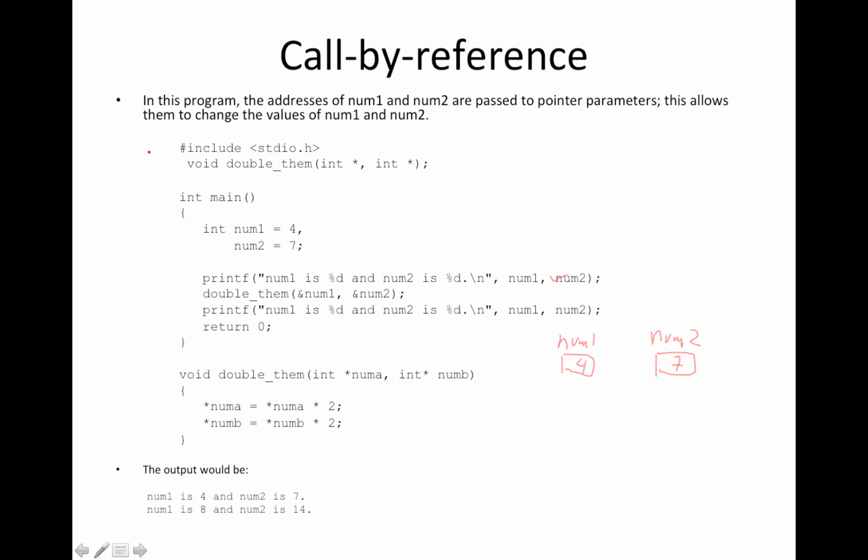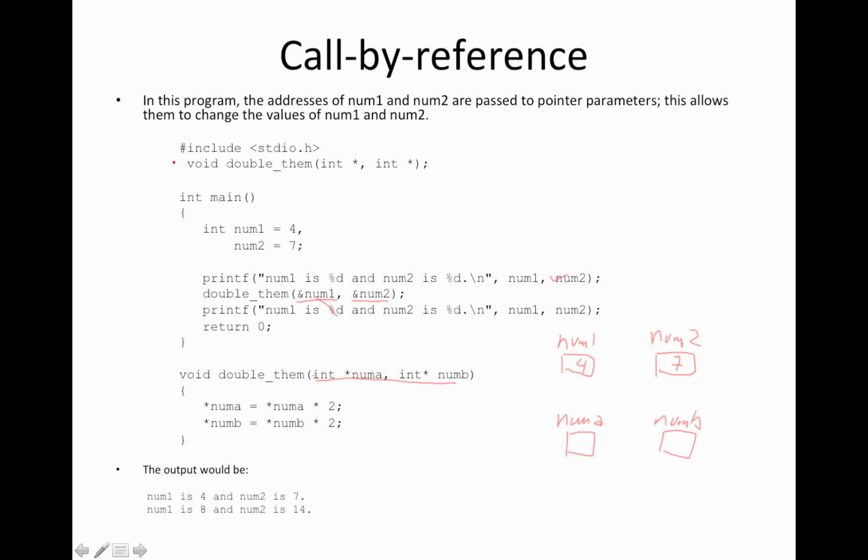Then we call the function double them, but notice that this time I'm passing the address of num1 and the address of num2. When the function call is encountered, that sends control to the function, and the first thing we do here is to declare the two parameters. Notice that we have asterisks in the declaration, which means that now num-a and num-b are pointer parameters. So when we declare num-a and num-b, those are pointers.